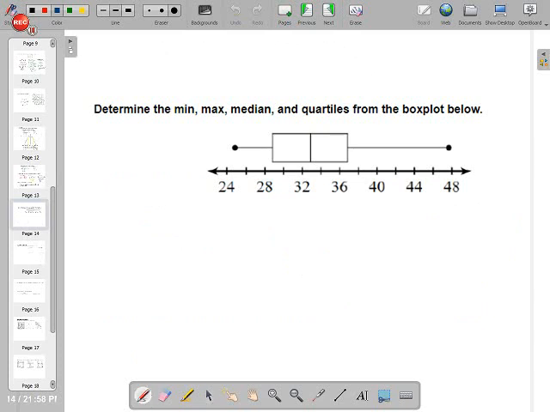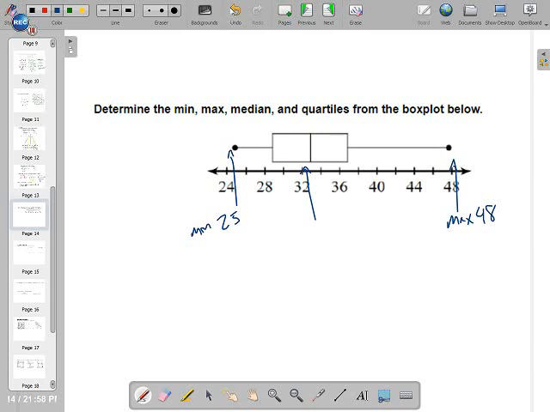What if I give you a box plot? Can you tell me the min, max, median, and quartiles? Well, you should. This guy's the min, and it looks like I'm counting by 2's here. That's 25. So the min is 25. Let's do the max. The max is 48.